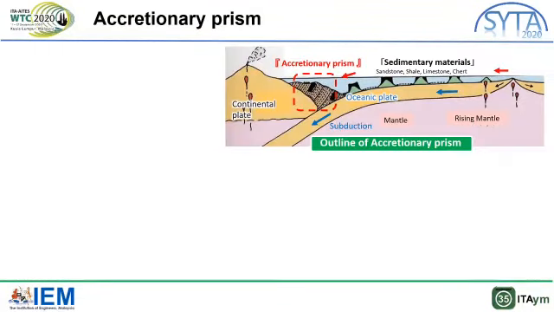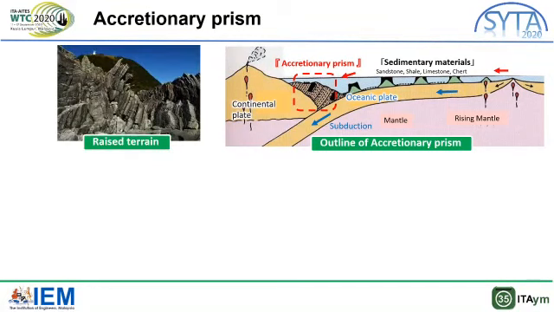This slide shows the outline of accretionary prism. The subduction of the oceanic plate pushes sediments on the land. This part is called an accretionary prism. Most of the Japanese archipelago is made up of this accretionary prism. In some regions, you can see the terrain raised by these forces.